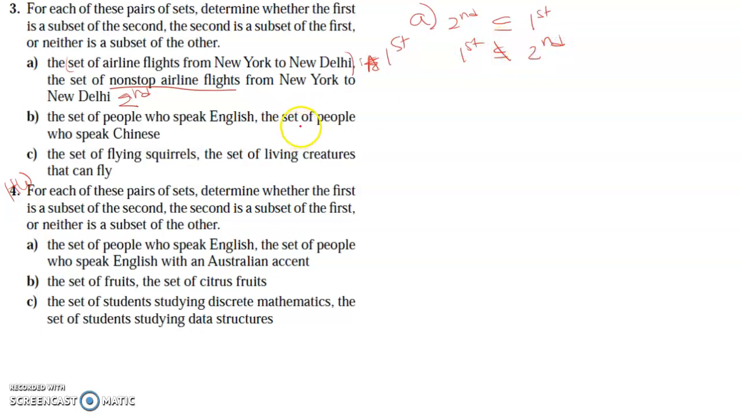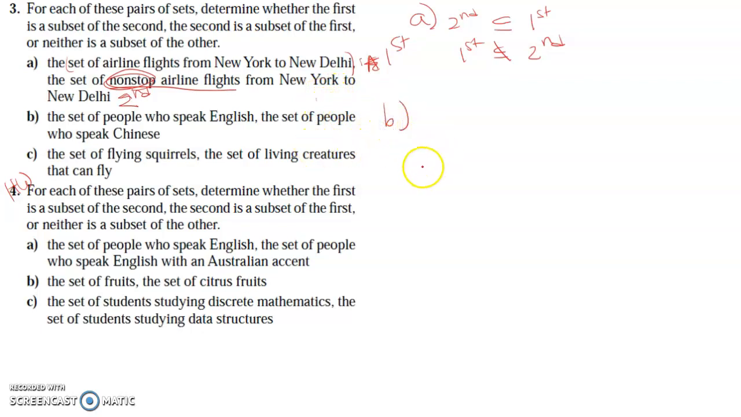Because if we say that the set of airline flights from New York to New Delhi is a subset of the non-stop flights, this would only be true if there only exist non-stop airline flights. But I'm assuming we can take multiple stops to get from New York to New Delhi.